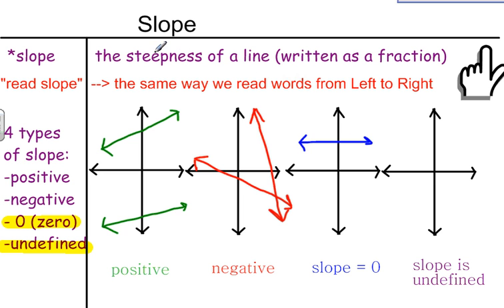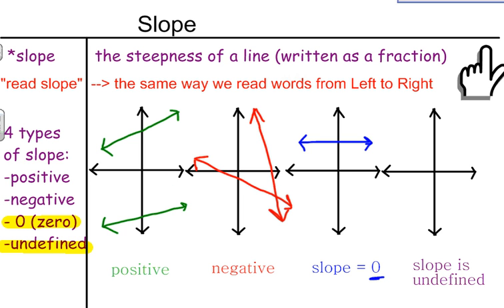If I go back up here to my definition, the definition of slope is how steep a line is. Well, if I have a straight, flat line, like the ground or like the table in front of you, how steep is it? It's not steep. It doesn't have a slope. It's not going up and it's not going down. It doesn't have a steepness. That's why the slope is 0.